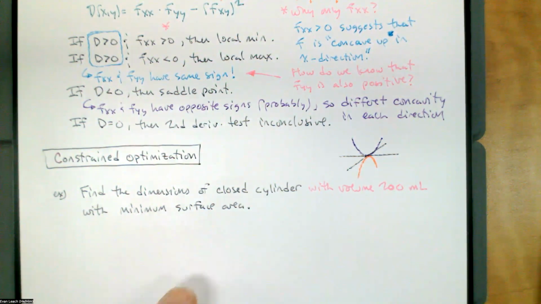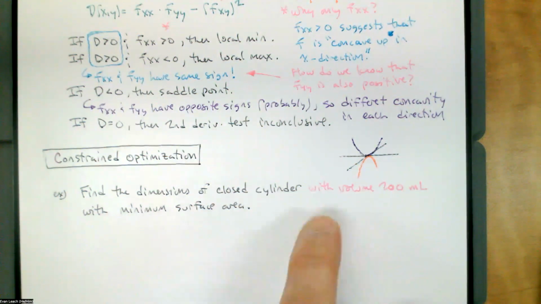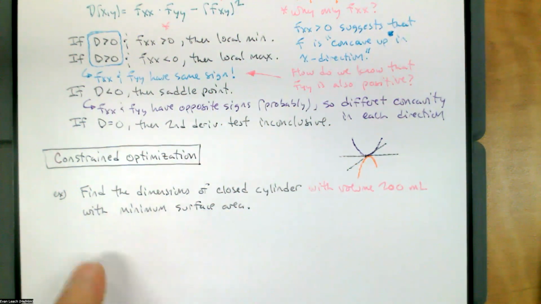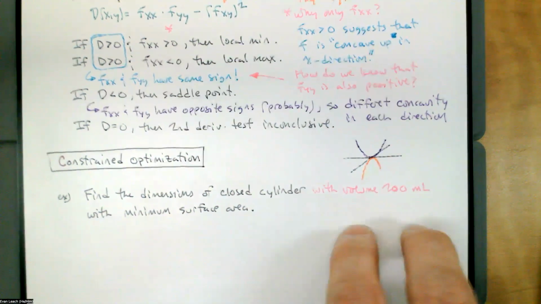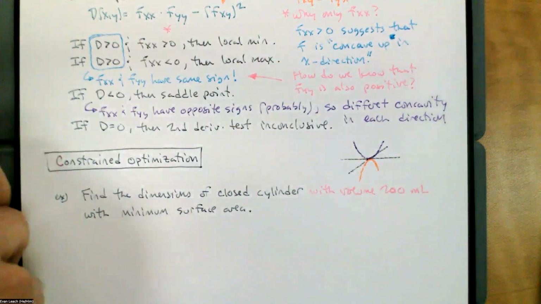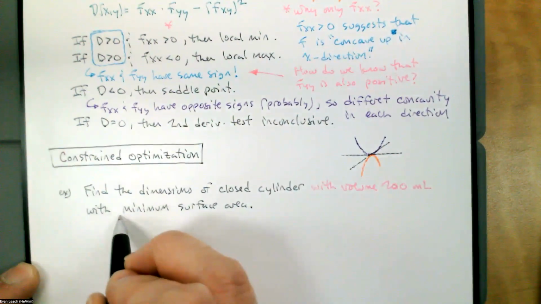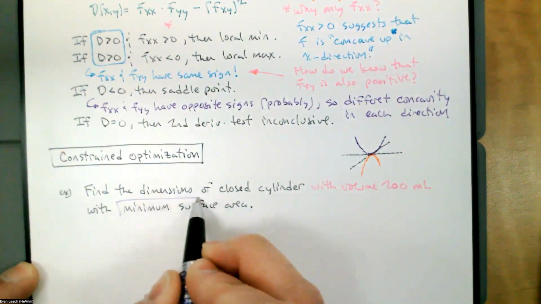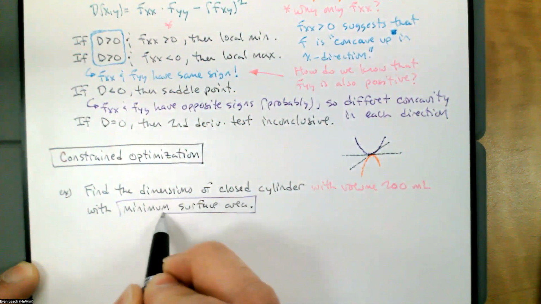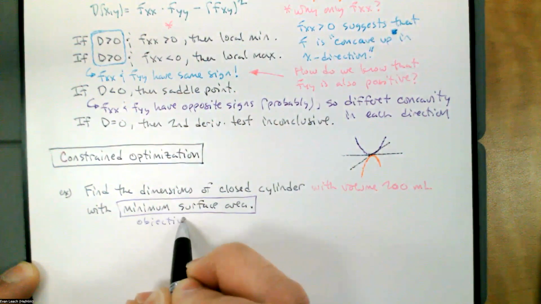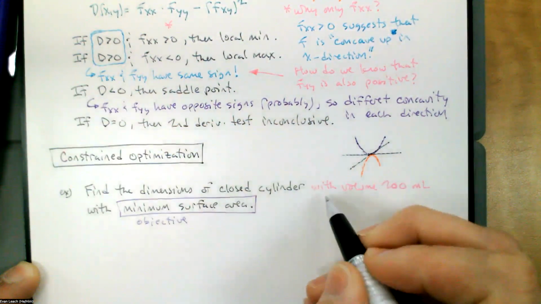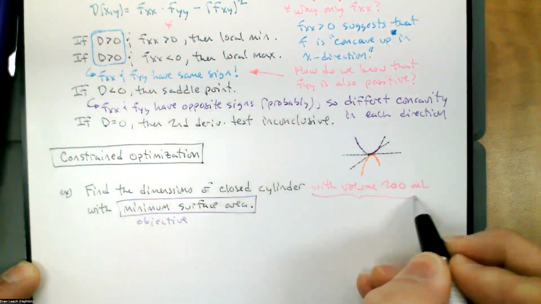Don't worry about it, this is not how we actually build cans. Cans are only vaguely cylinders. We have a fixed volume and we want to minimize the surface area. We have some objective and a constraint. Here's our objective. And here is a constraint.